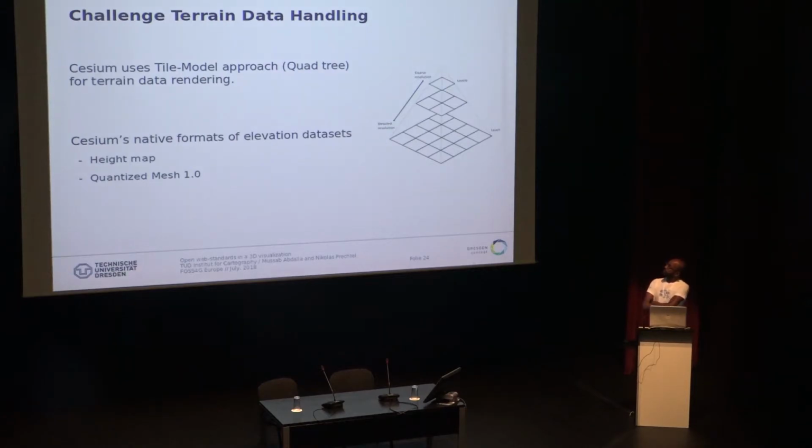Regarding the terrain data handling, Cesium uses this quad tree approach to visualize the terrain data. It's like the imagery. When you zoom, based on the zoom level, you receive certain tiles. There are two types of data that are natively supported by Cesium. One is called the height map, and the other is called the quantized mesh. I don't have the time or enough information to explain them in detail.